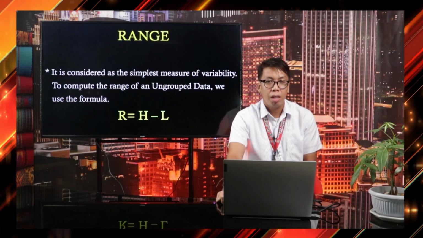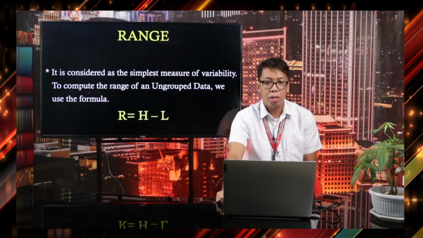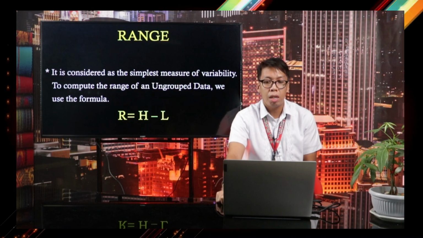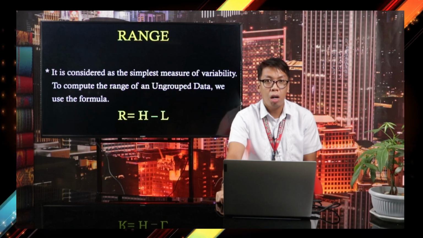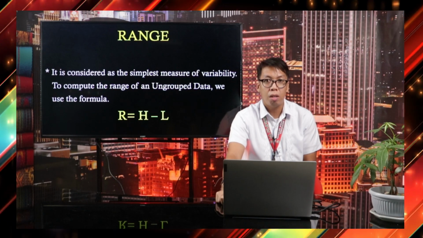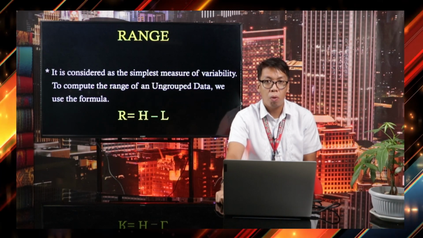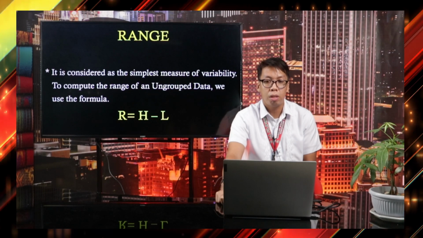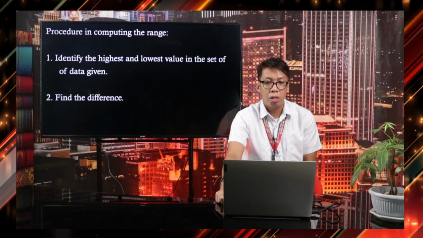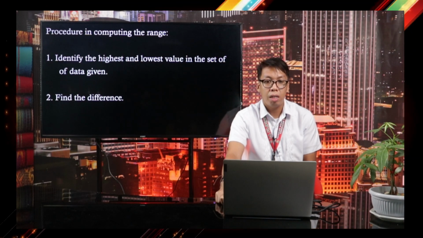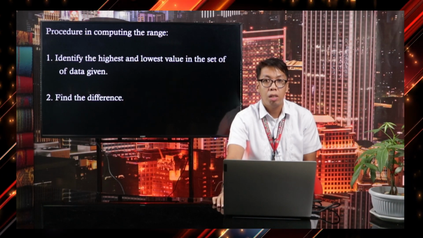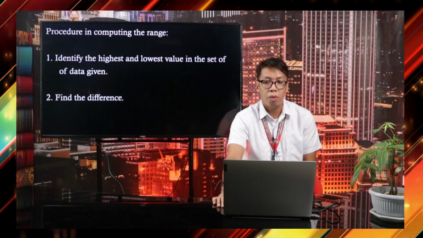For the range, it is considered as the simplest measure of variability. To compute the range of an ungrouped data, we use the formula R = H - L, where R represents the range, H the highest, and L the lowest. For the procedure in computing the range, first, identify the highest and lowest value in the set of data given. Number 2, find the difference.